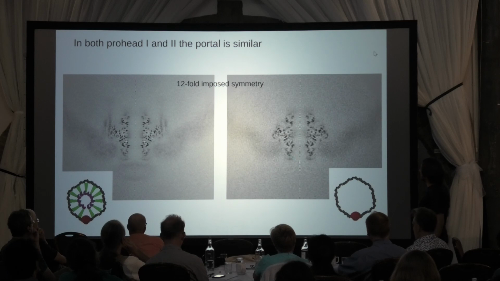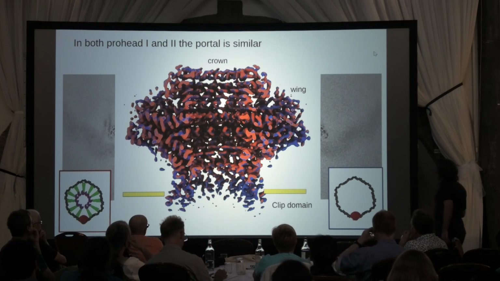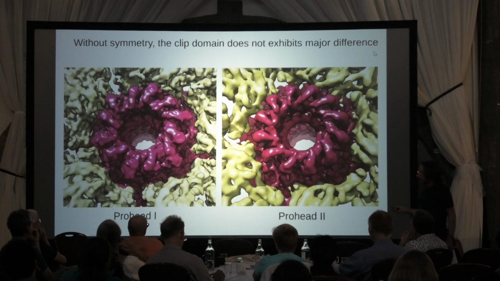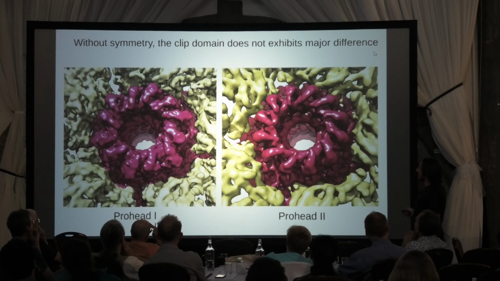But structurally, I cannot see any differences, which is confirmed here when I superimpose the 2 structures with the 12-fold symmetry. We have in red the ProEd 1 and in blue the ProEd 2. Also at the level of the clip domain, I cannot see any differences here. The ProEd 1 and the ProEd 2 show no obvious differences. So the clip domain doesn't follow a 12-fold distribution without symmetry imposed, and it seems that between the ProEd 1 and the ProEd 2, removing the scaffolding domain seems to change dramatically the conformation of the clip domain.